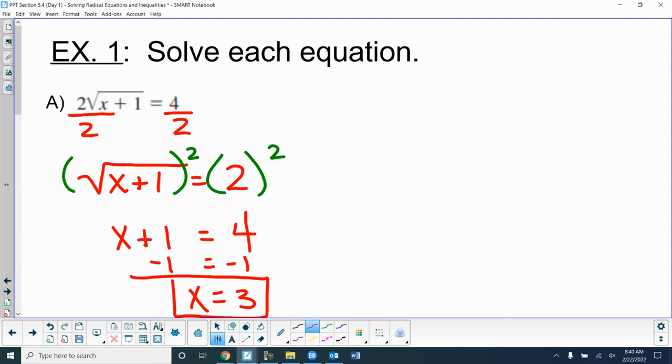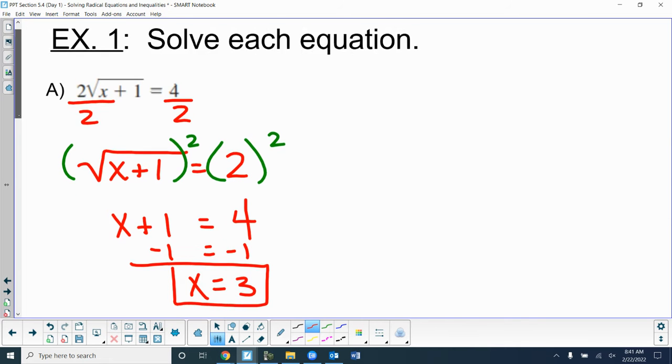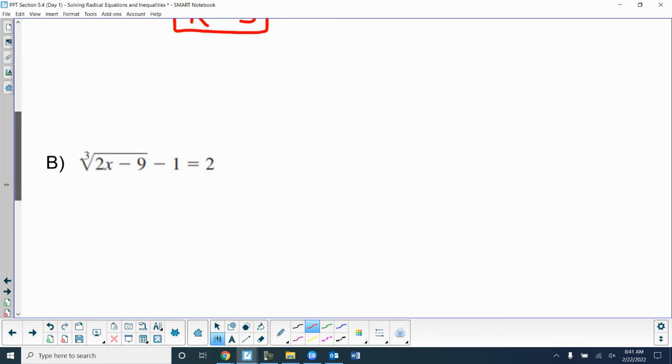What will happen sometimes is your answer, when you plug it in, it'll give you a negative underneath. If it's an even index, square root, fourth root, sixth root, could you actually do that problem if it was negative under the radical sign? No. If it's odd, 3 or 5, 7, it still would be okay. So always check to make sure you're not getting a negative under that square root or fourth root or whatever.